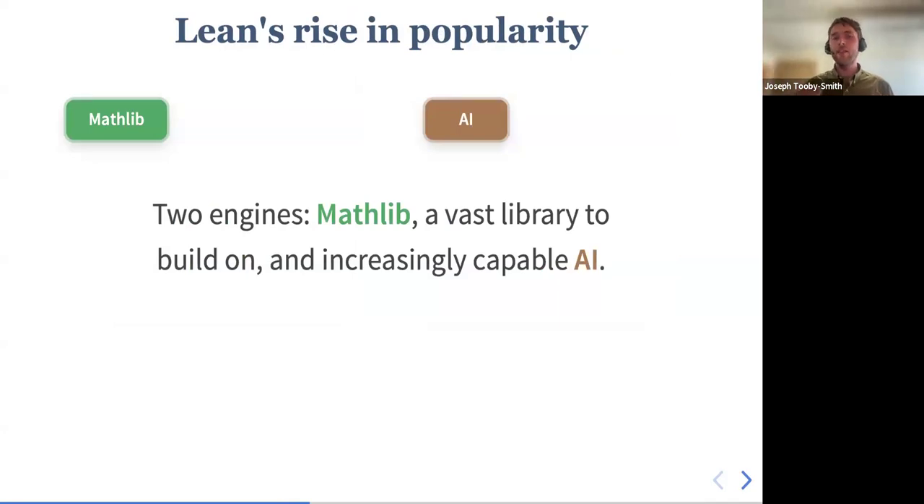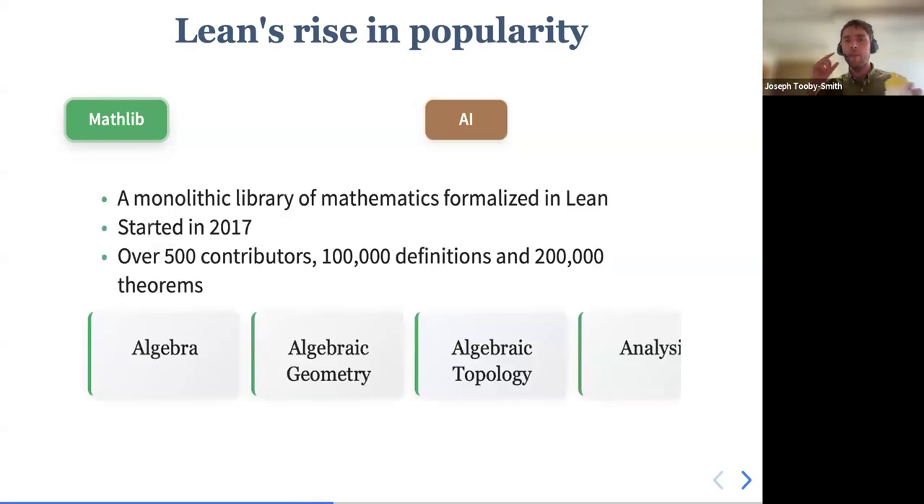Lean has recently had this increase in popularity. You may have heard on the news that things have been solved using formalization. If that's the case, it usually happens that it's been in Lean. Not always, but a lot of the time it's in this programming language called Lean. I like to think of Lean's rise in popularity as down to two factors. The first one is Mathlib. I'll explain what Mathlib is in a second. The second is AI, which is the obvious one that I led this talk on. But I want to first explain Mathlib. What is Mathlib?